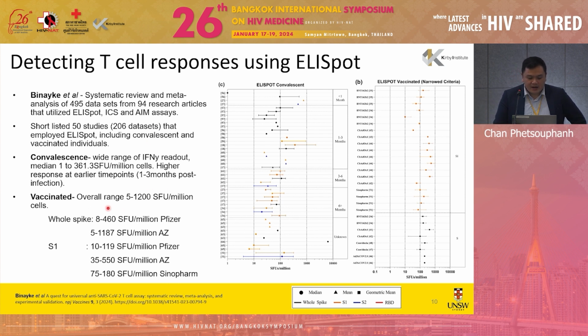And so you can see the range for convalescents between 1 to 361 spot forming units per million cells. But with vaccination, this varies with the type of vaccine as well. So Pfizer is between 8 to 460 for whole spike. AstraZeneca is between 5 and over 1,000. So quite a high ELISpot readout for AstraZeneca. And then when you look at just S1, it's very similar. AstraZeneca has slightly higher spot forming units than Pfizer and Sinopharm.